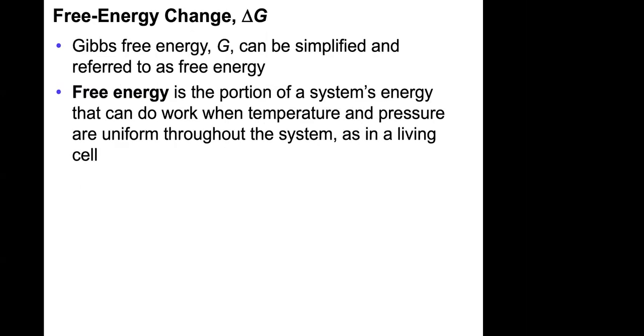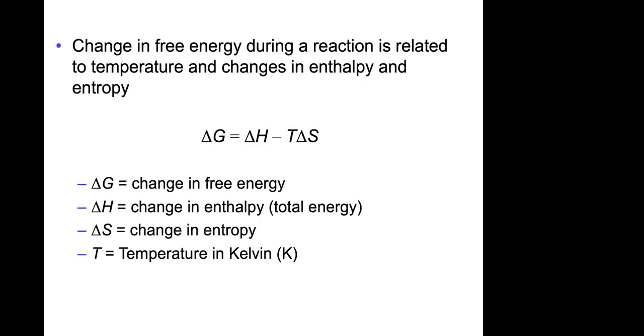And what we look at is the free energy change. The free energy change is delta G. Gibbs free energy, G, can be simplified and referred to as free energy. Free energy is the portion of a system's energy that can do work when temperature and pressure are uniform throughout the system. And this is a condition that happens in a living cell. Change in free energy during a reaction is related to temperature and changes in enthalpy and entropy.